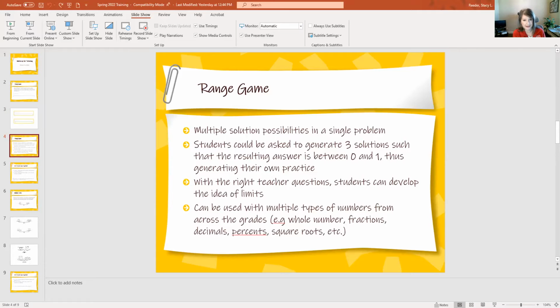So obviously, warm ups are great when they have multiple solution possibilities in a single problem. Make sure you ask students to generate 3. And if they have solutions that are resulting, just make sure that they're generating their own.